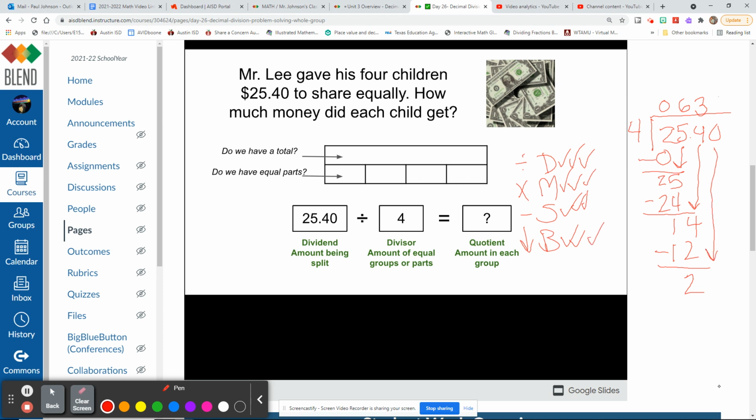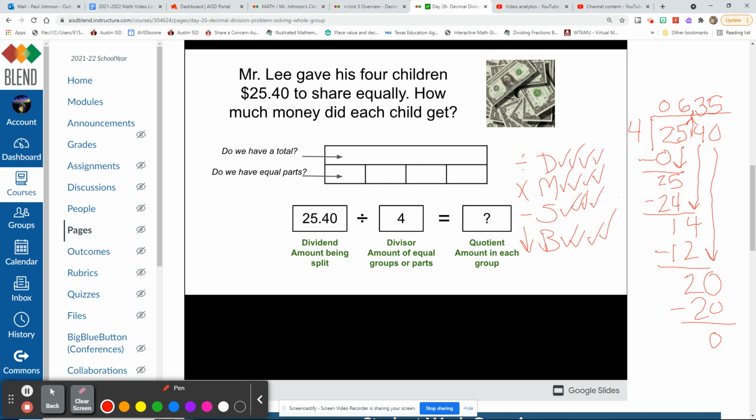And 4 goes into 20 5 times. 4 times 5 is 20. 20 minus 20 is 0. Then we bring our decimal point up. I did not do any of my DMSB there. All right. There we go.